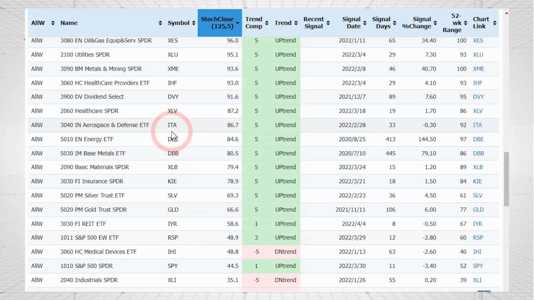Aerospace and defense is another one that was highlighted in the Tuesday report because we have a bull flag working in that ETF.